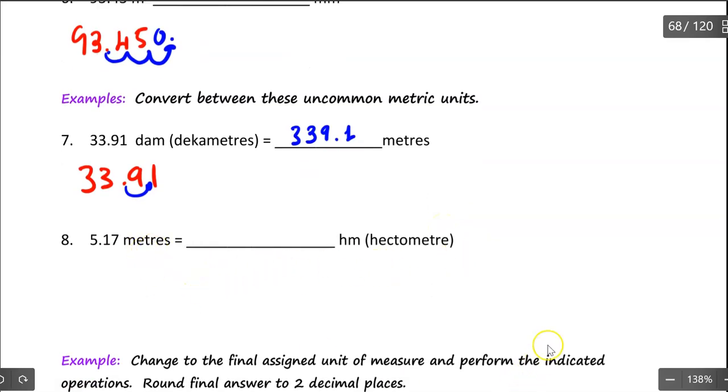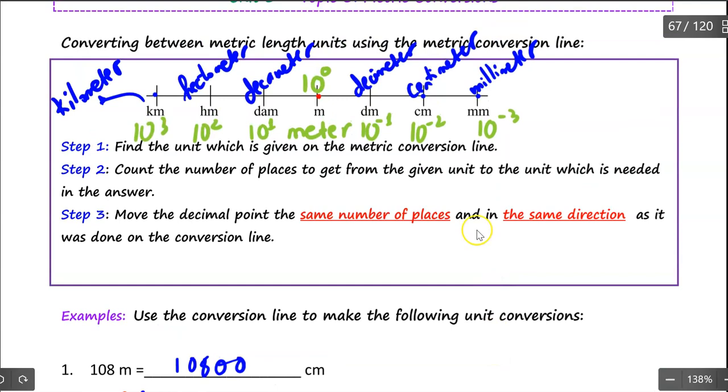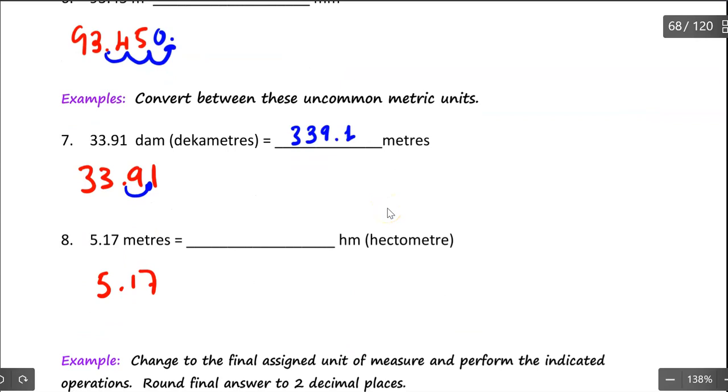From meters to hectometers, again, I will locate the decimal point. I will have 5.17. So my decimal point is here. From hecto to meters, I have to go 2 spaces to the left, right? So here, 1, 2. So that means I will go like this, 1, 2. So the decimal point is right there. I have to put in the placeholder of 0. So I have 0.0517.